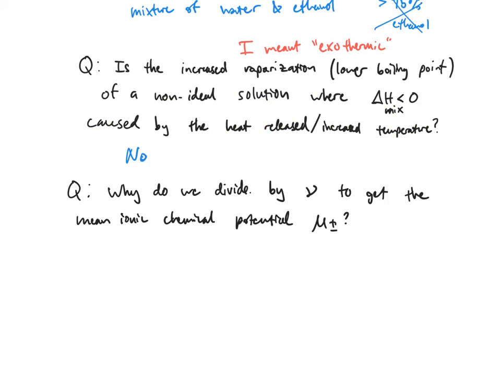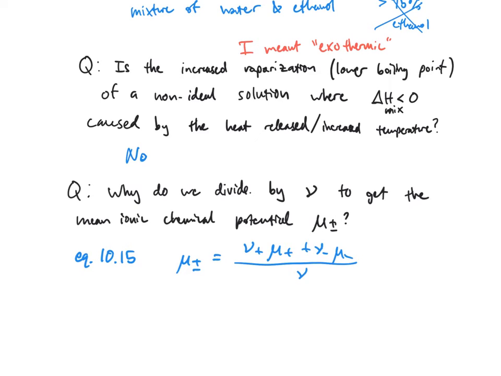Okay, the next question came from Allison, and she asks, why do we divide by nu to get the mean ionic chemical potential mu plus minus? And the formula that she's talking about is equation 10.15, where I told you that mu plus minus is equal to nu plus mu plus nu minus mu minus.